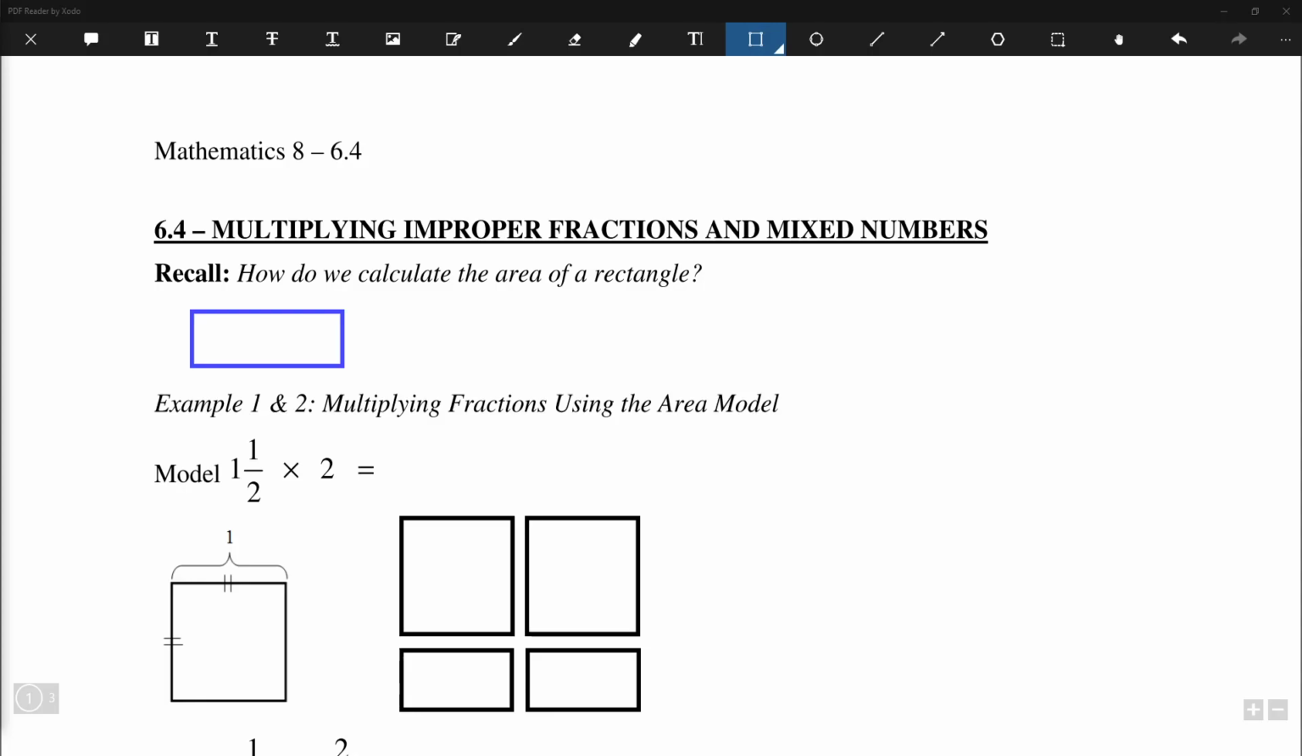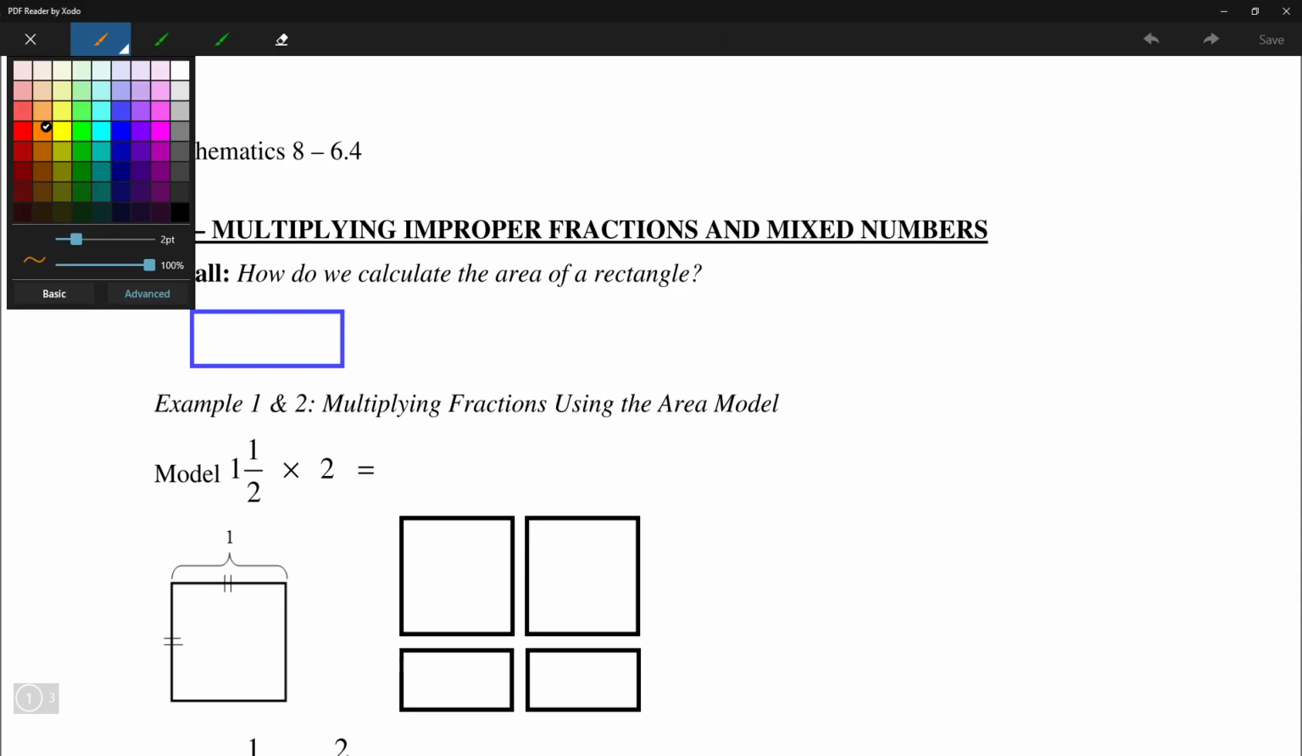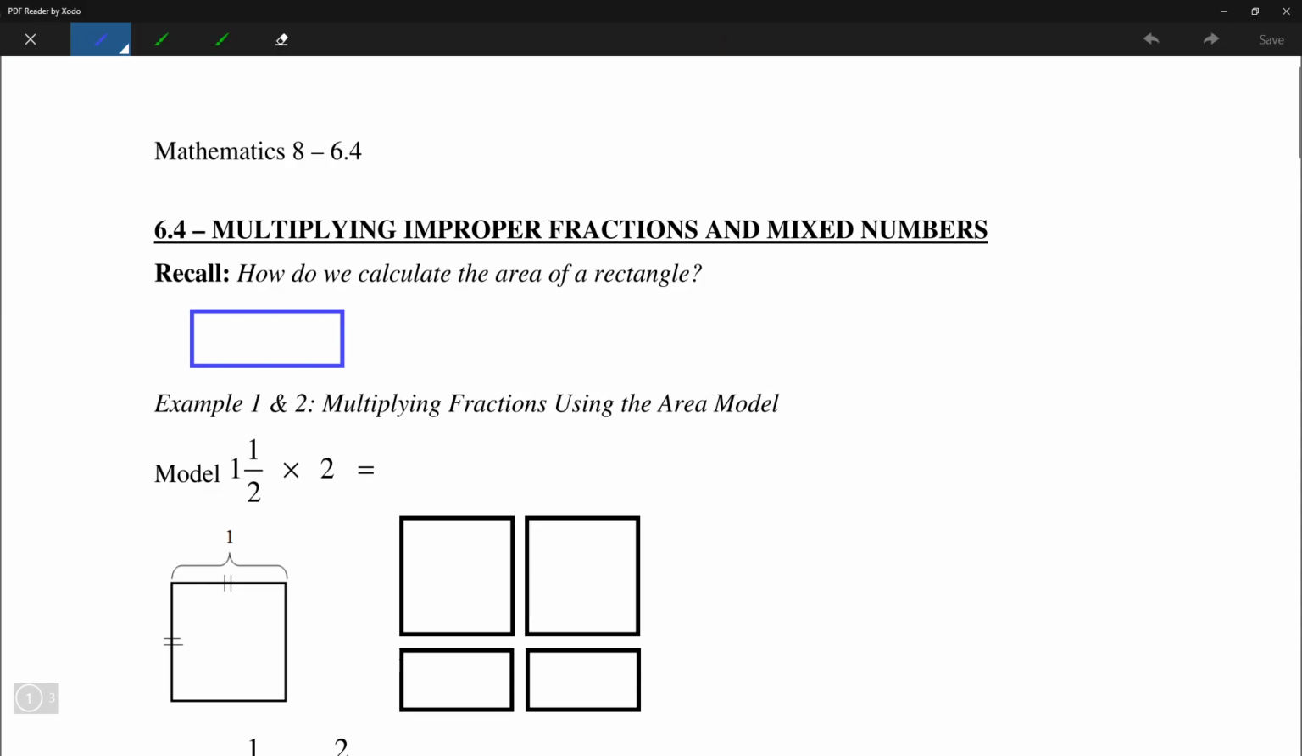Hello everyone. So today we're going to go over section 6.4, multiplying improper fractions and mixed numbers. We'll begin by looking at how to find the area of a rectangle.